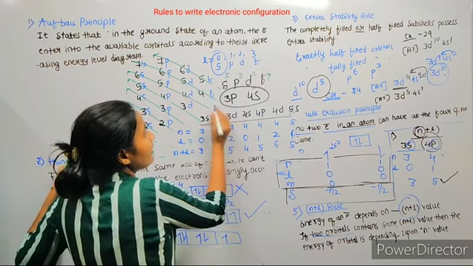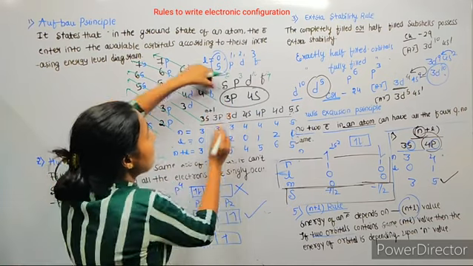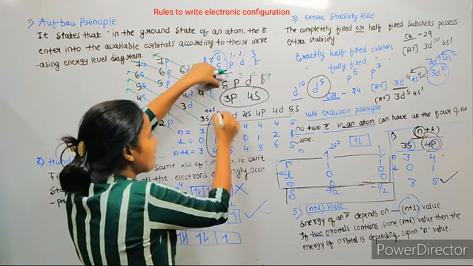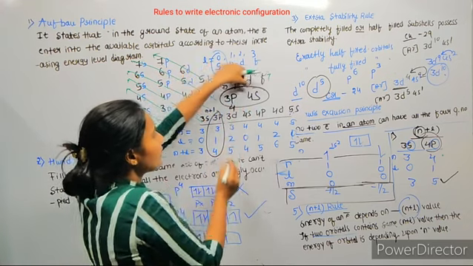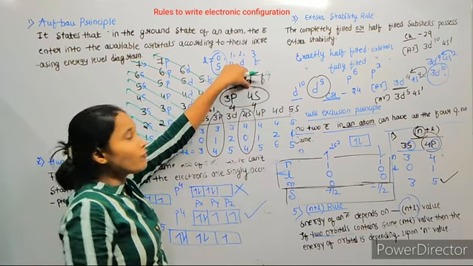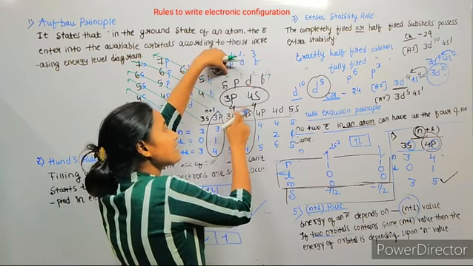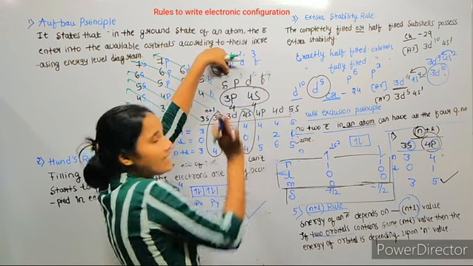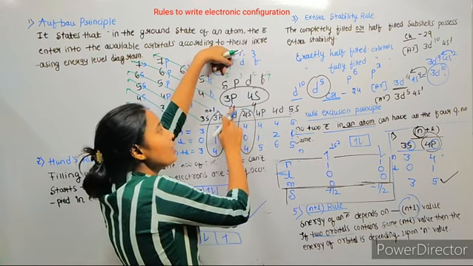So you can solve here the n plus l value. The n plus l value for 3p is 4. The n plus l value for 4s is also 4. So now the n plus l value for both of these is the same.